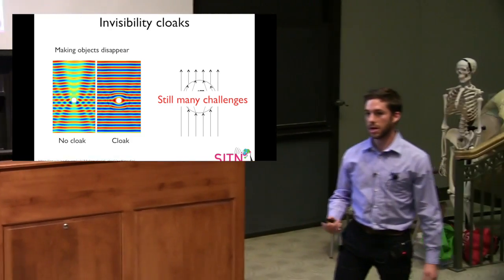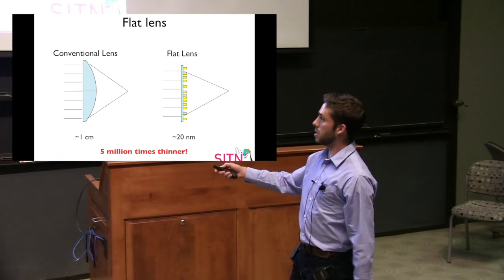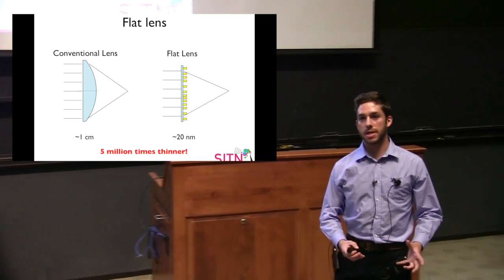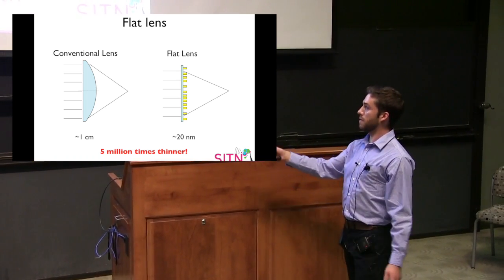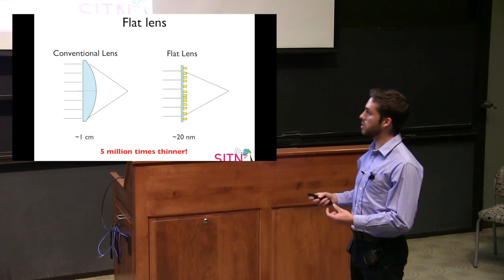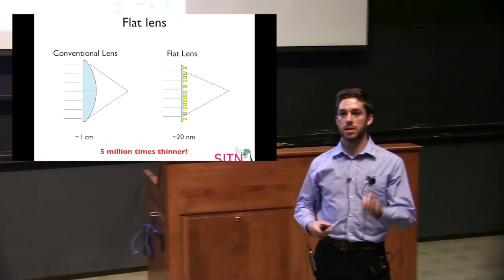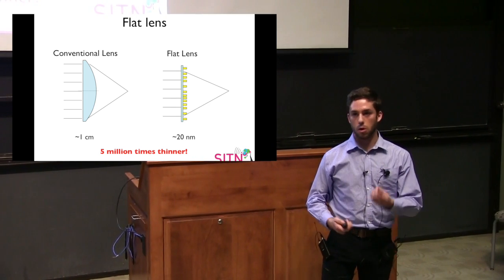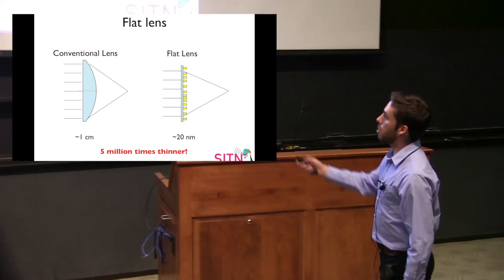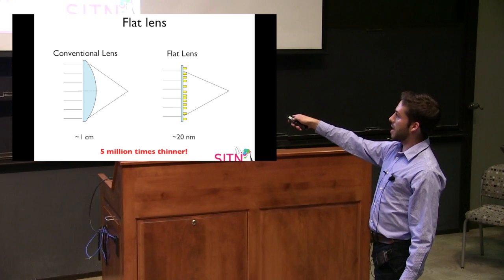Another really interesting thing that I can do, so Andy mentioned conventional lenses. They can focus light down. And these are really sort of a fundamental object in light science and optics, and have been around for over 1,000 years now.